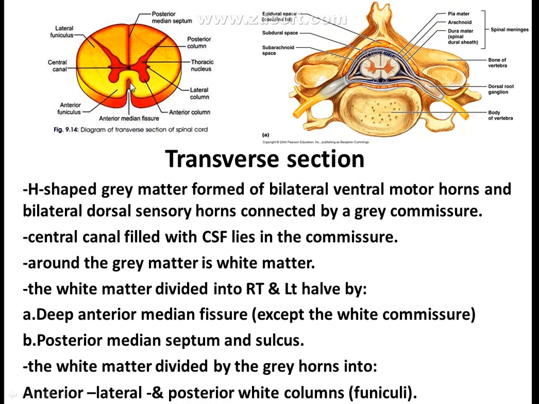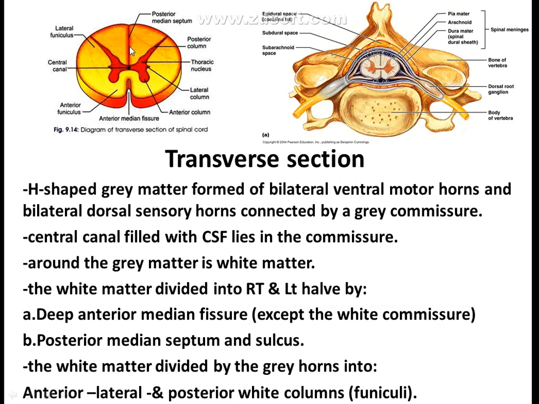that extends so deep to divide the white matter also into right and left half, but this fissure will not extend to the gray commissure. Always there is a region of white matter between the anterior median fissure and the gray commissure. This region of the white matter is called the white commissure, or the commissure of the white matter.